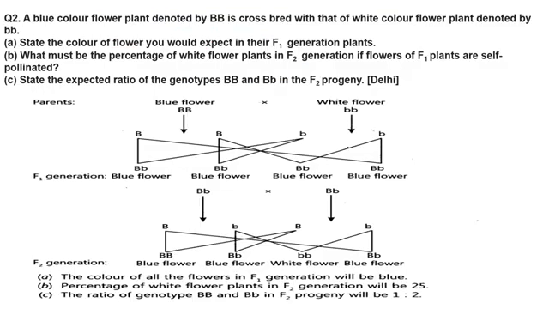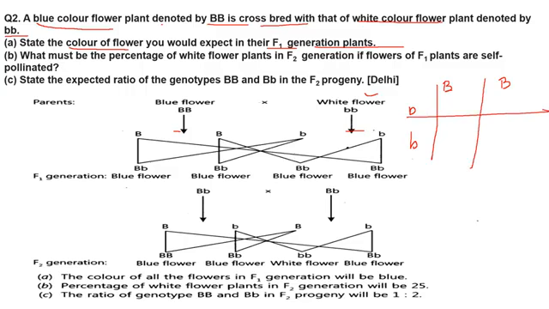Question number 2. A blue color flower plant denoted by capital B capital B is cross bred with a white color flower plant denoted by, of course, small b and small b, right? First, state the color of the flowers you would expect in the F1 generation. Again, you can draw the Punnett square, or you can just draw the cross. If you draw the Punnett square, where you have to do the cross breed, you can take capital B and capital B, small b and small b.